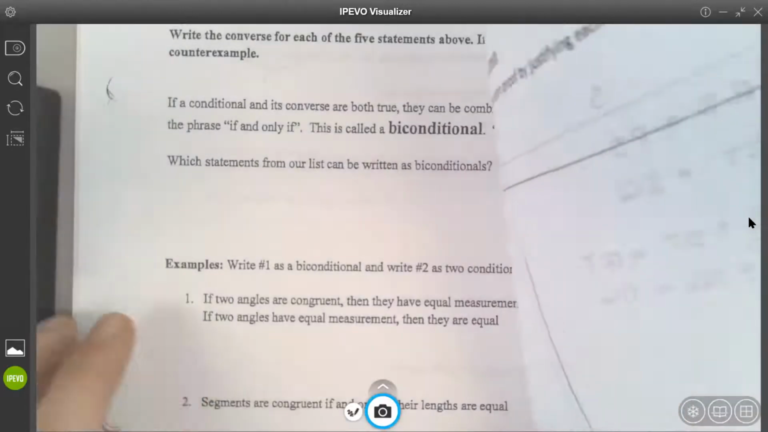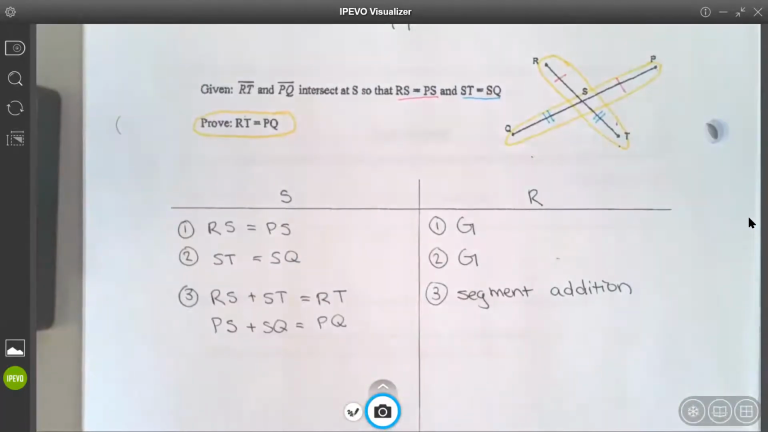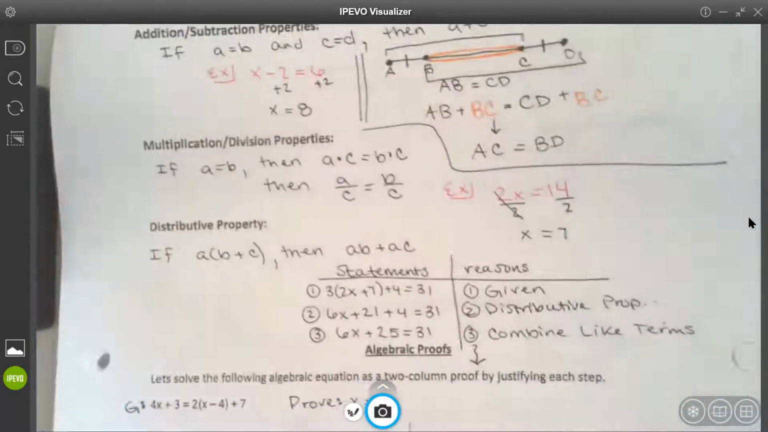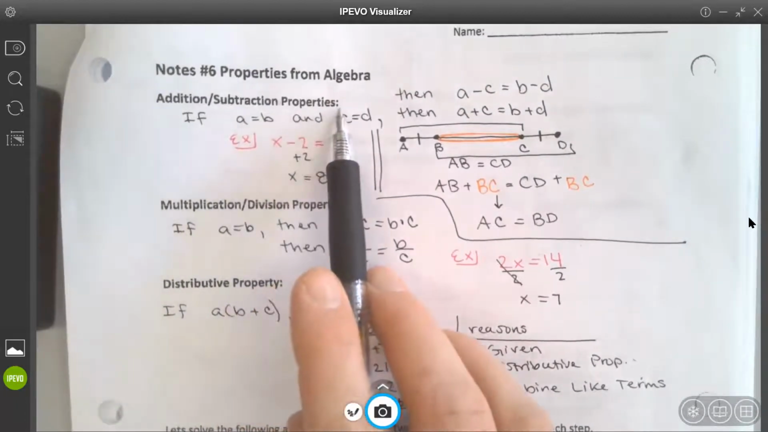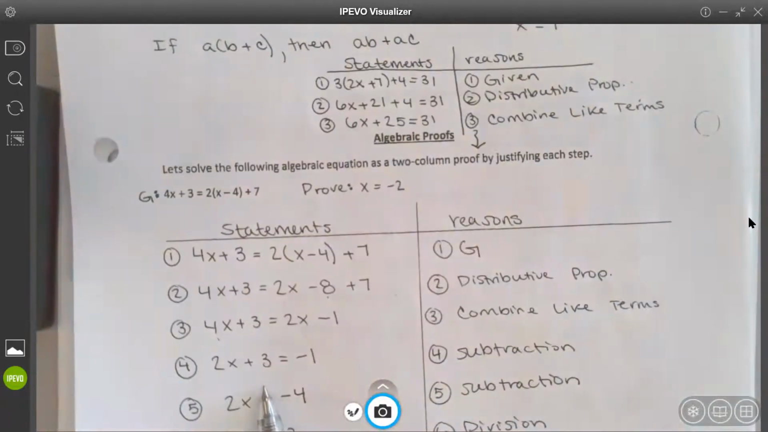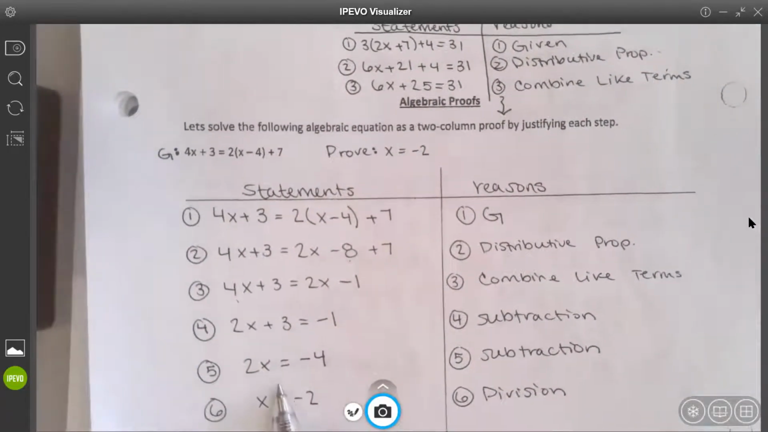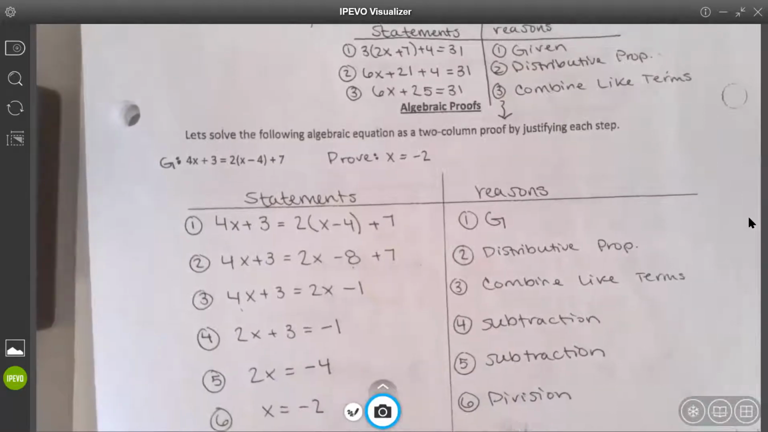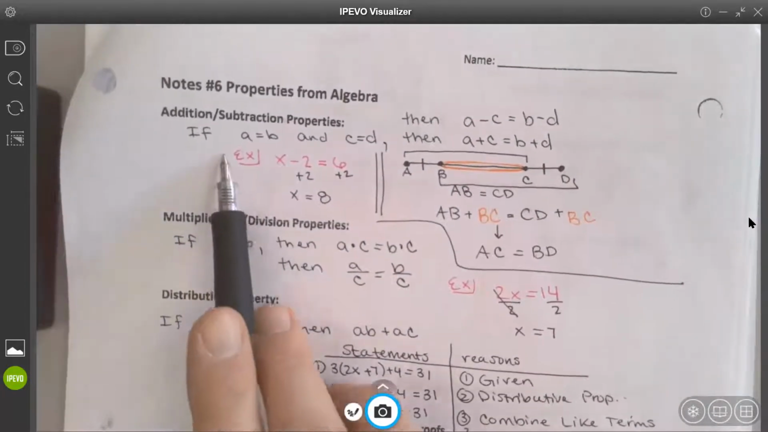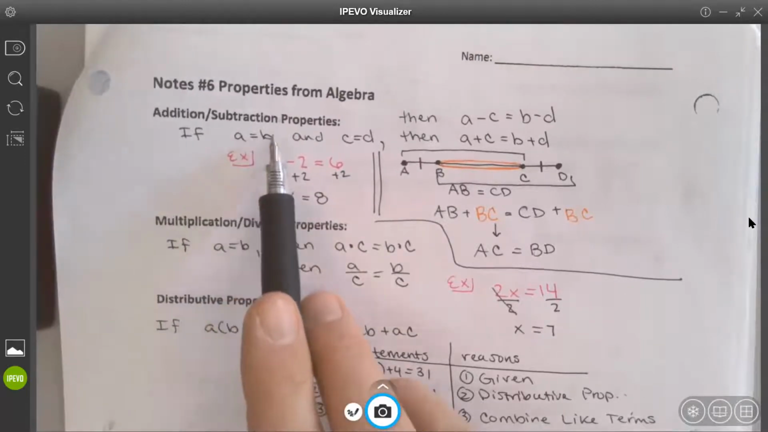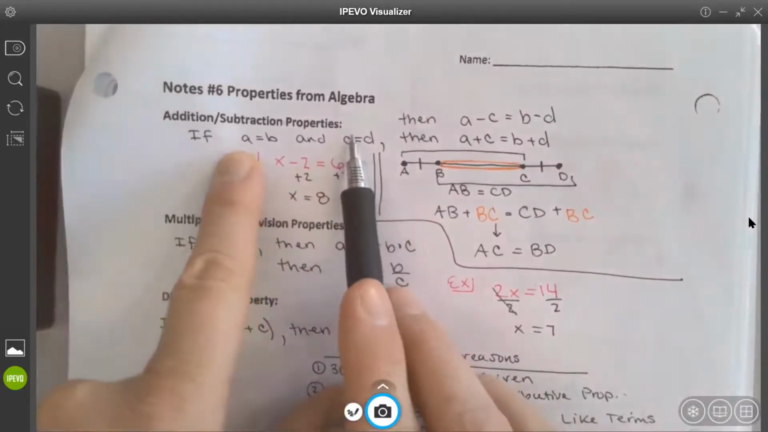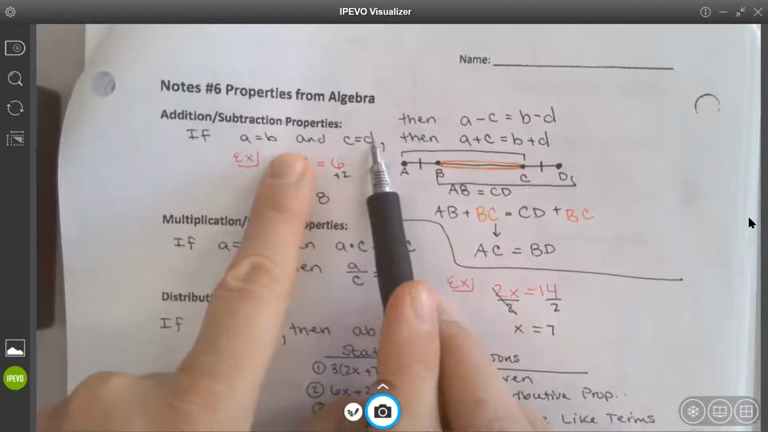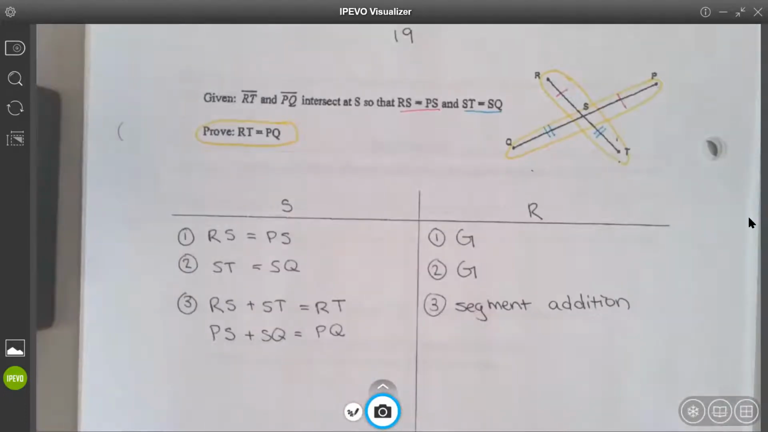I'm going to flip back to the notes before. On notes number 6, we looked at addition and subtraction properties. In our algebra proofs, it was just like, I subtracted from both sides, so I'm calling that subtraction. And I did it again, so I call it subtraction division. Now, the formal definition of our addition property is if A equals B and C equals D, then A plus C together must equal B plus D together. That was our definition. So let me go back to here.